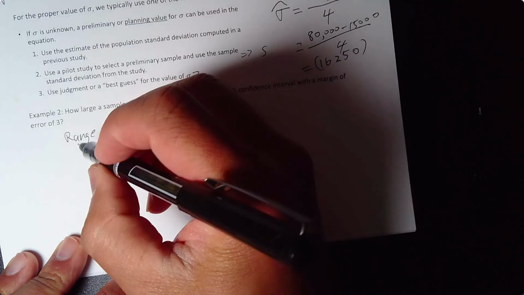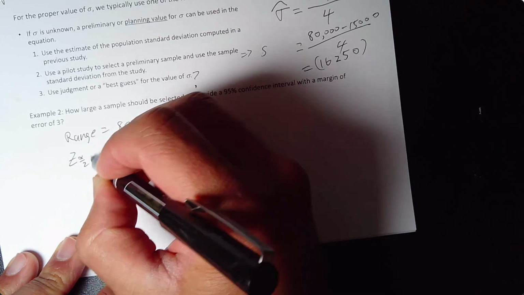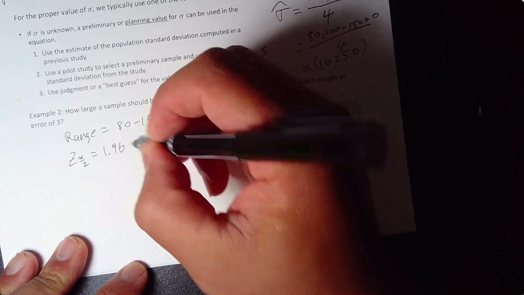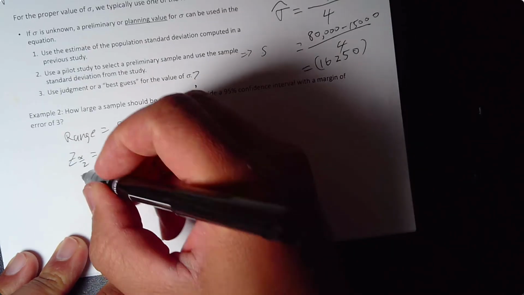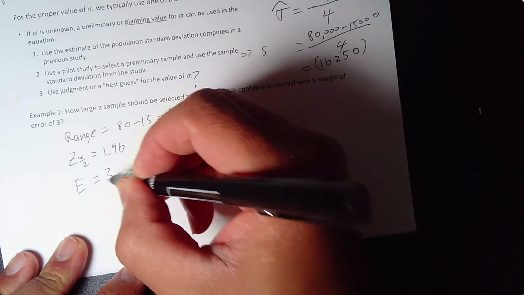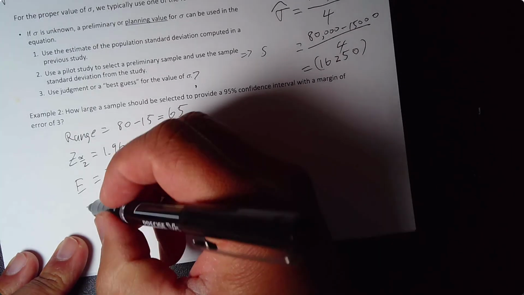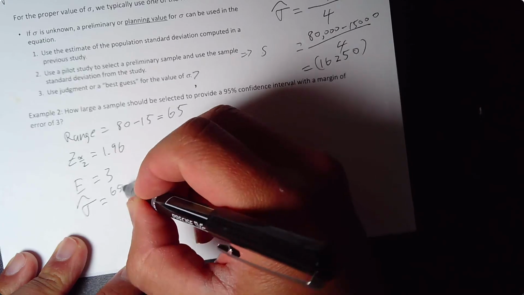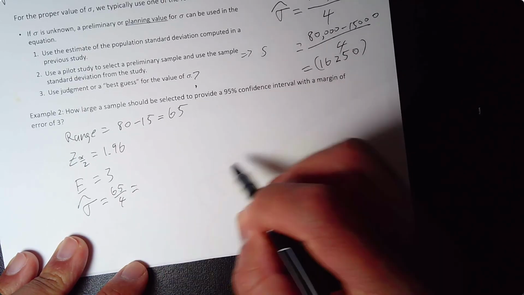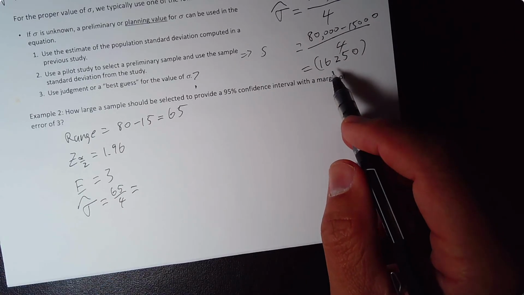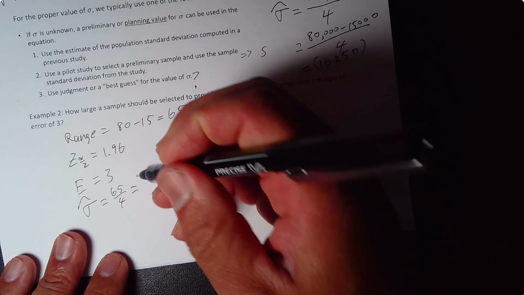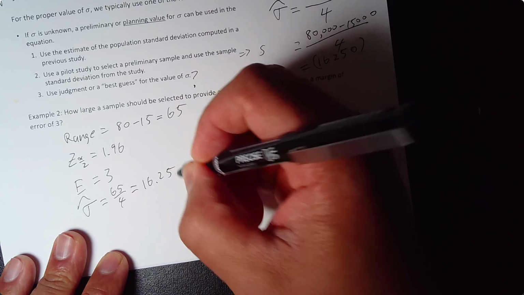Again, I have my critical value. I had this already earlier for 95%, so 1.96. My margin of error equals 3. So what's my planning value here? That's going to be 65 divided by 4, which should be 16.25. Let's just double check. Yes, 16.25.